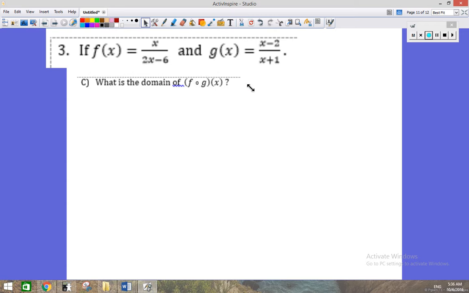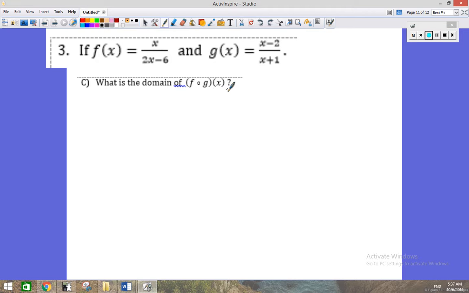Part C is the function composition. To find the domain, it's the set of all real numbers, excluding any values that cause division by 0, and excluding any values that cause us to take the square root or even root of a negative number. Two things have to be true when we're looking for the domain of a function composition.